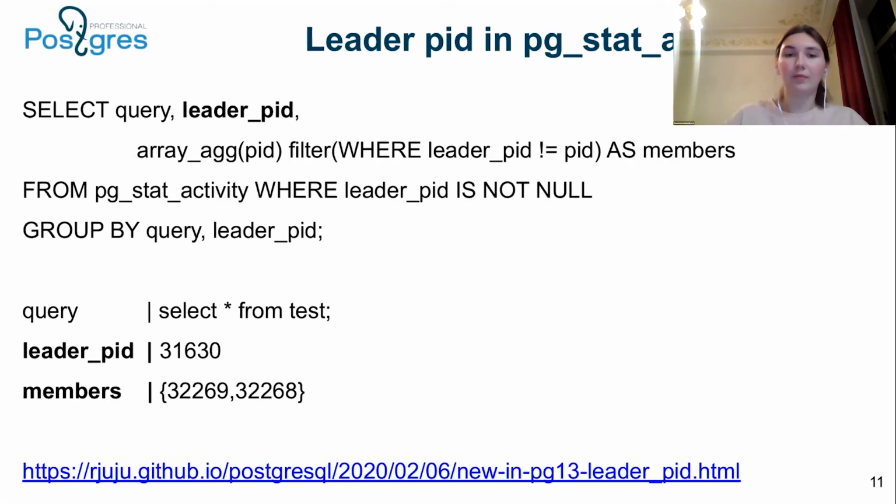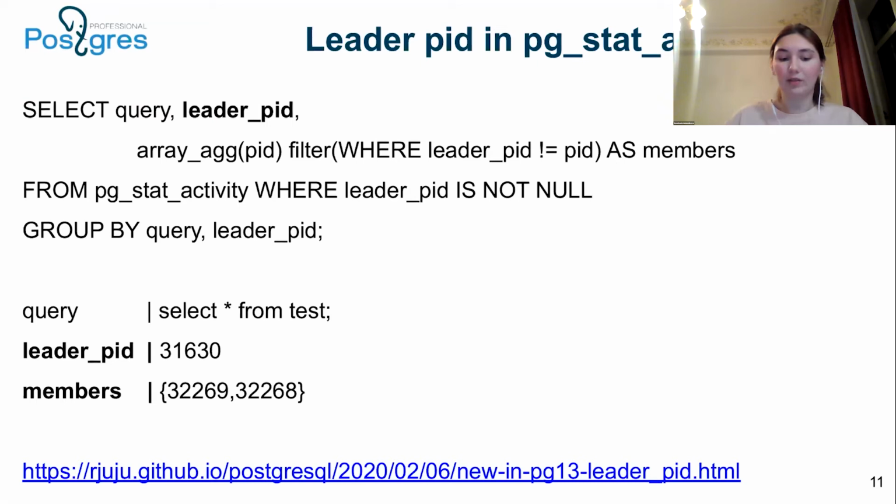The next feature provides more information about parallel queries. Surprisingly, since parallel query was introduced in PostgreSQL 9.6, it was impossible to know which backend a parallel worker is related to. And it was quite difficult to collect information related to all parallel processes involved with the query.